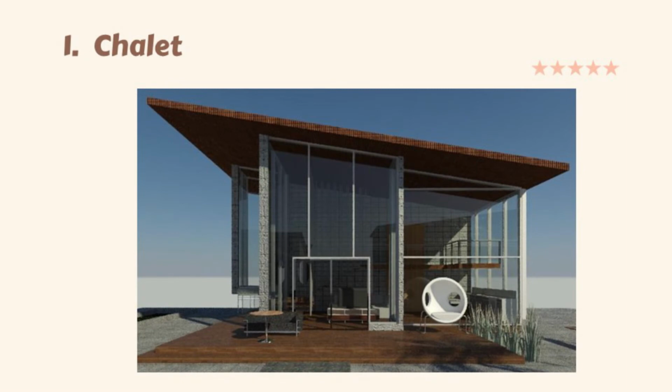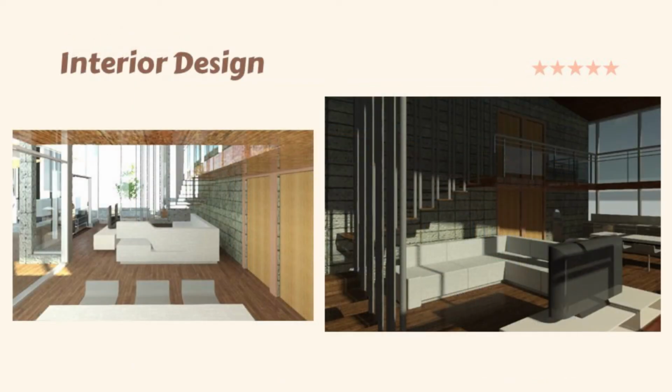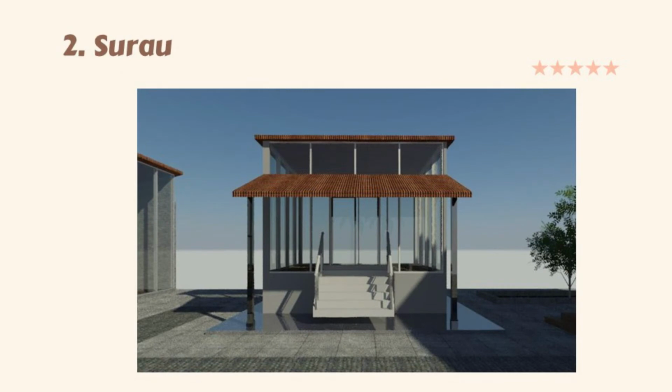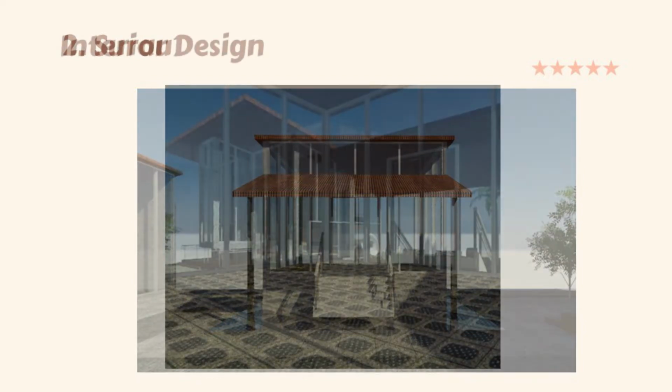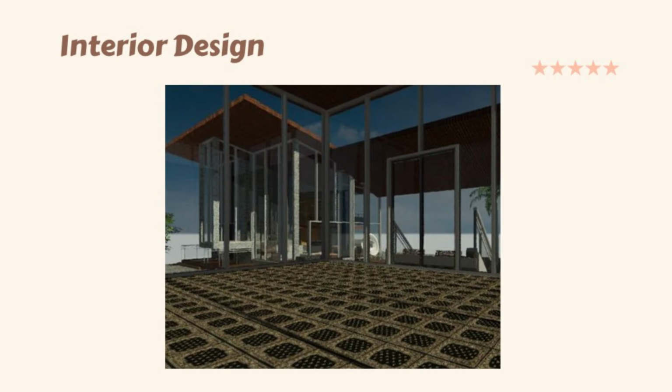Next is the interior and exterior for every single building. Start with the chalet building. This is a view of the exterior of the chalet, and this one is the interior design. The chalet consists of a living room, bedroom, bathroom, and kitchen. The second building is the surau. This one is the view of the surau, and this one is the interior design.